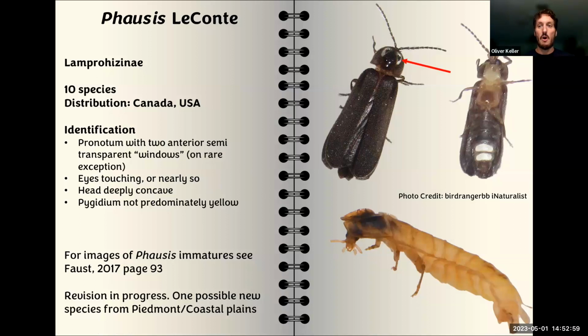The head is deeply concave, so above the eyes there's a cave-like dip, and the pygidium is not predominantly yellow in most of them, compared to some other fireflies that you could mistake this for.